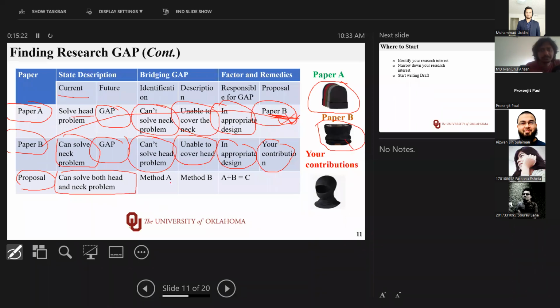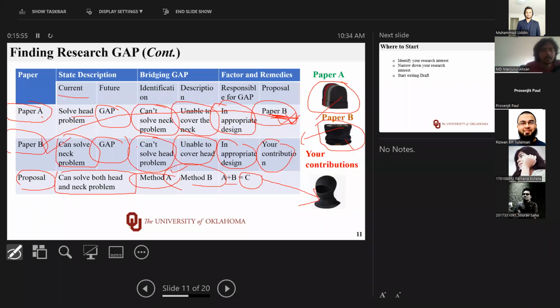So what did you do? Method A was proposed by paper A, and method B was proposed by paper B. You just add them and you create C, which is this one. This is your contribution. This is your research. You have to remember, when paper A proposed method A and solved a problem, this is still research. We call it novel, no problem.